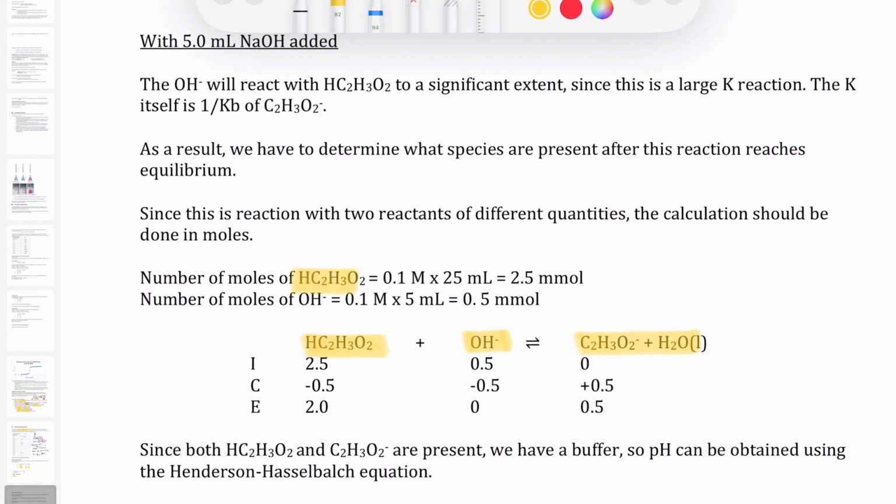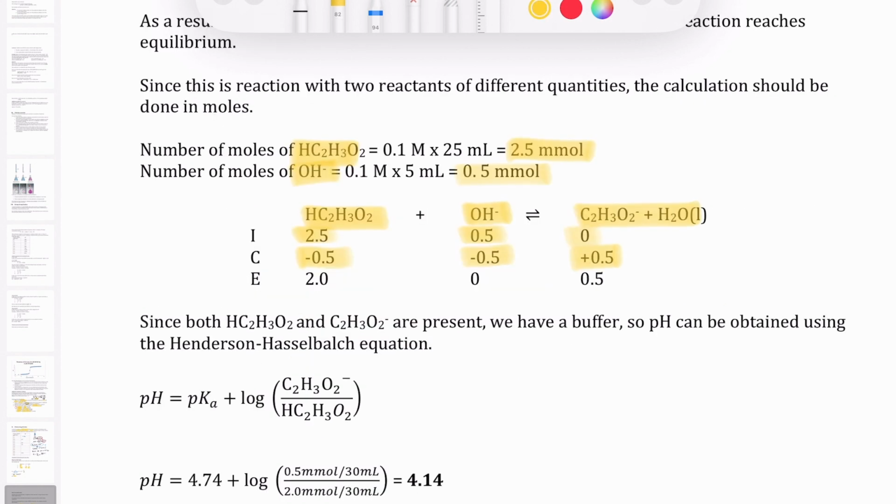So to calculate number of moles of the acetic acid, I just multiply the molarity and the volume, giving me 2.5 millimoles. For hydroxide, I get 0.1 molar times the 5 milliliter I've added, so that's half a millimole. I put those numbers as my initial values. I don't have any of the conjugate base. The water column you can see is blank because water doesn't factor into my K expression. And then because this is a reaction that goes to completion, the limiting reactant is going to be completely consumed. The limiting reactant is hydroxide, so all the hydroxide is gone. And then the conjugate base now is getting half a millimole. At the end, this is what I have. I have 2 millimole of acetic acid and I have half a millimole of conjugate base.